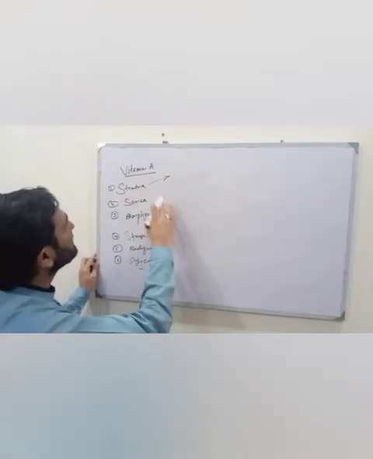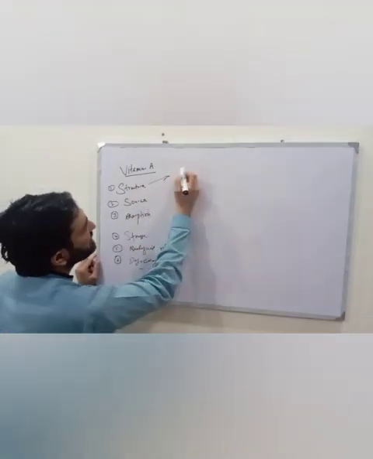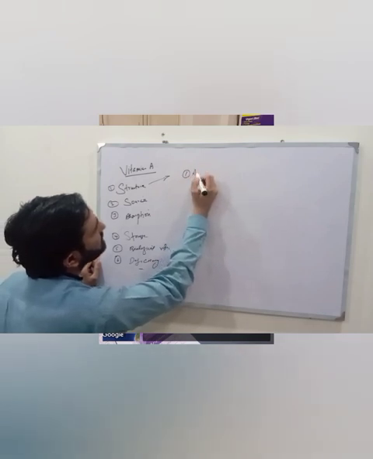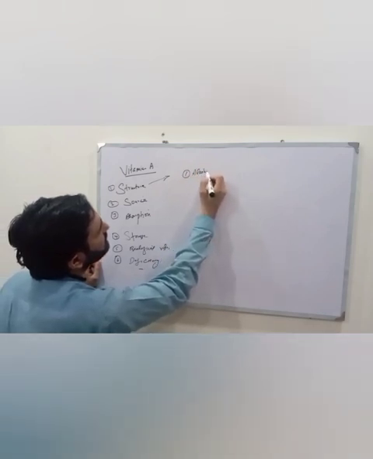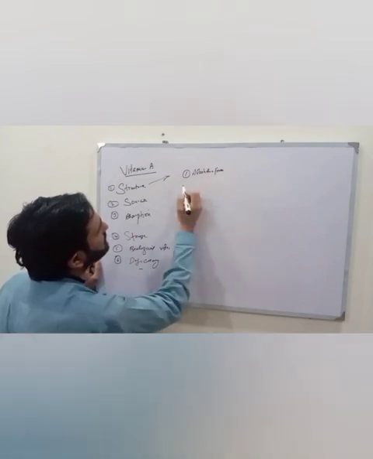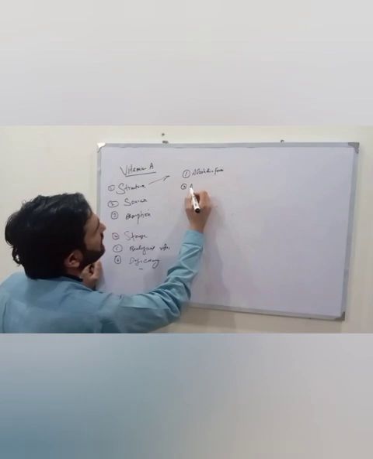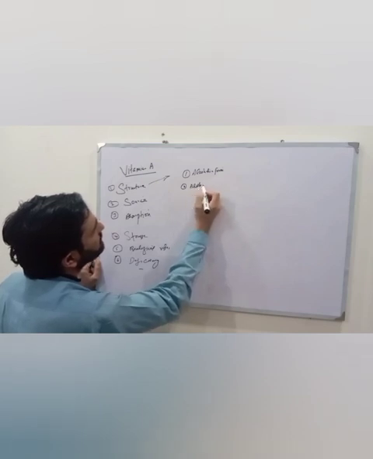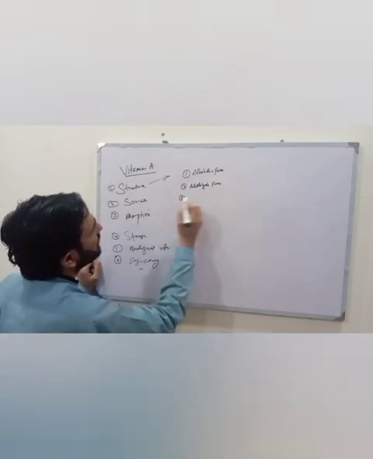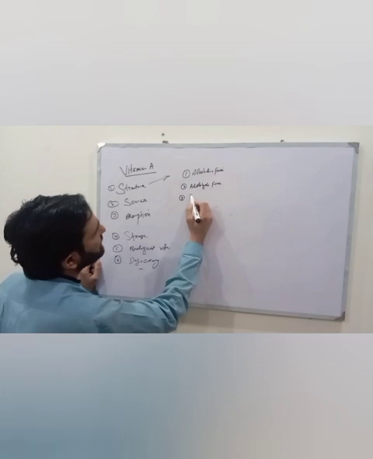What is the structure of vitamin A? Vitamin A exists in three forms: alcoholic form, aldehyde form, and acidic form.